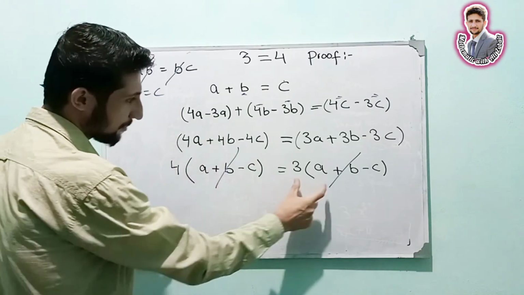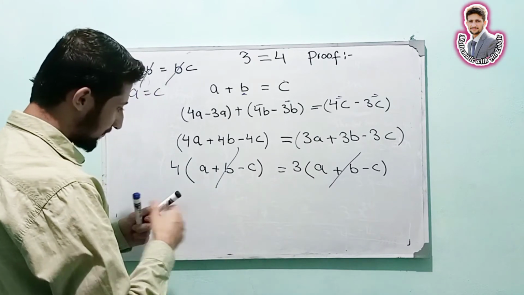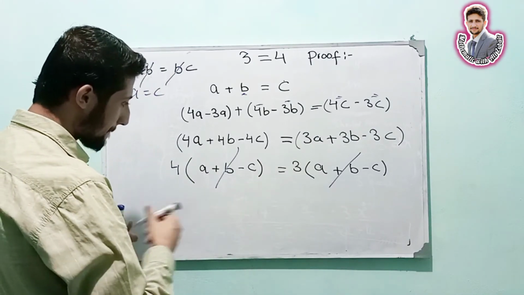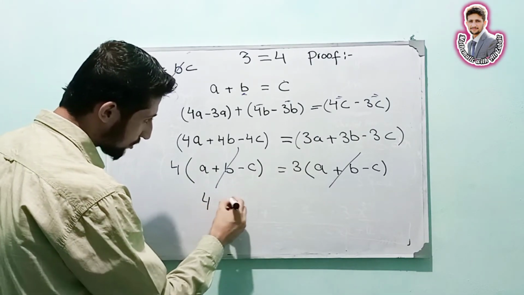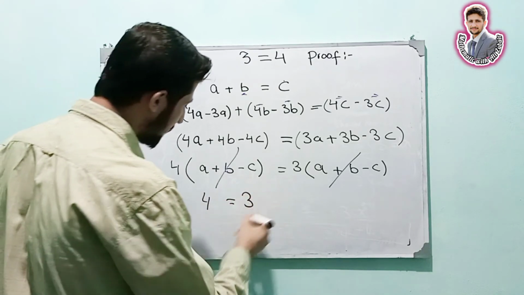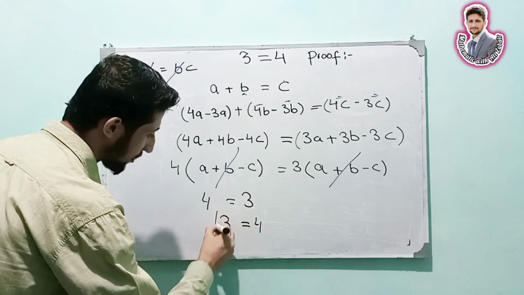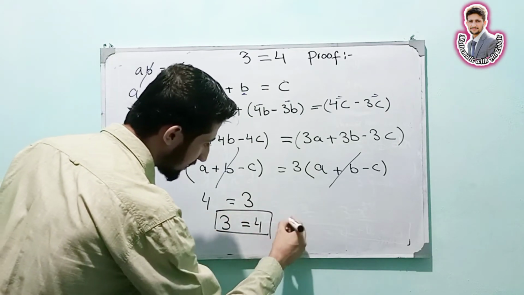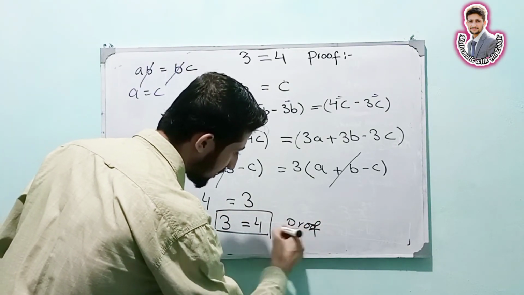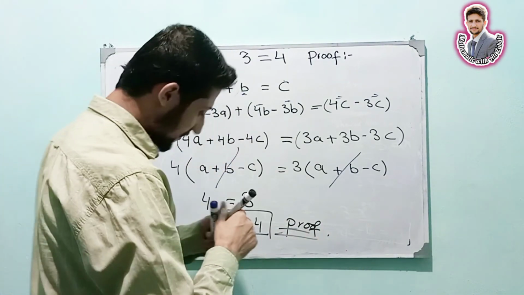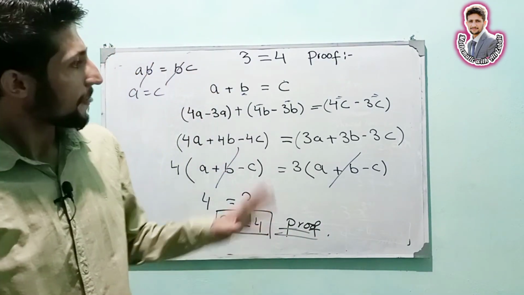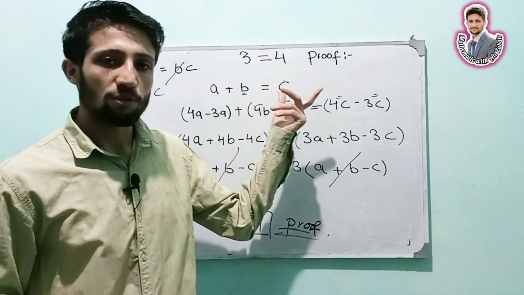Similarly, the same concept, we can apply the same concept here. After cancelling, what we will get? 4 is equal to 3. We can rewrite this as 3 is equal to 4. So this statement has been proved. Okay. Now I have proved 3 is equal to 4.